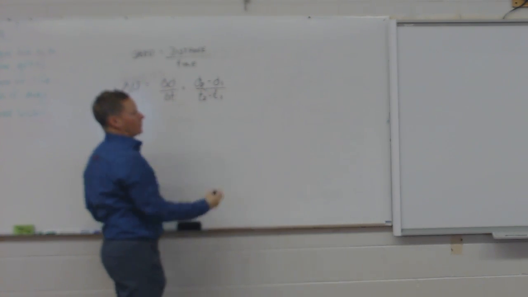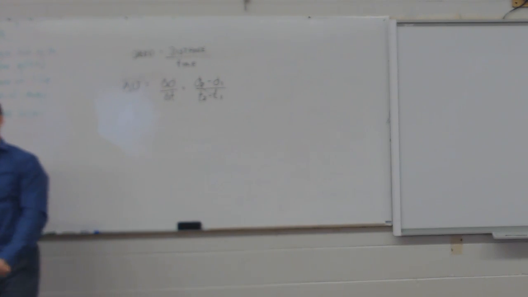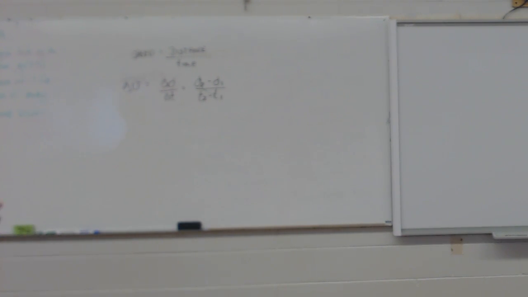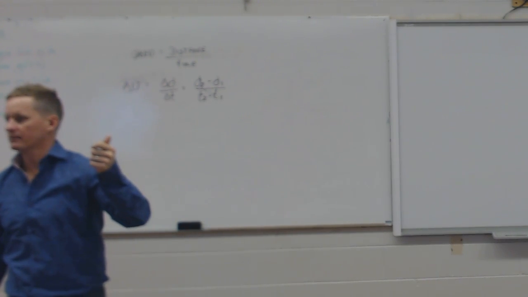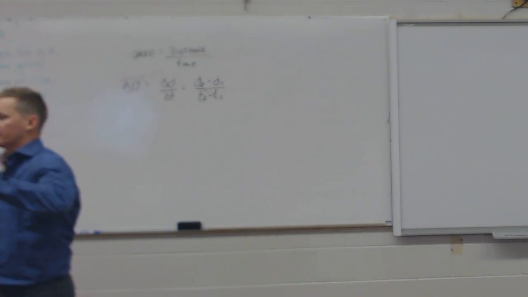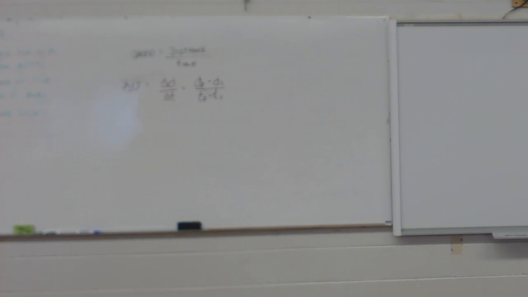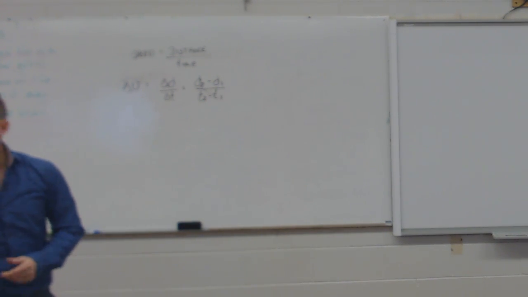Time 2 minus time 1. Well, which axis is that? That's the x-axis, correct? So I'm taking the change over my y-axis over the change in my x-axis, which by definition is actually what on a graph? Slope. Slope is change in y over change in x.